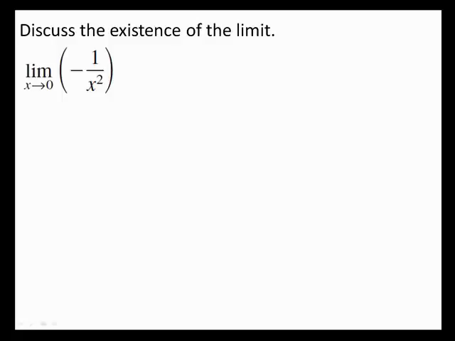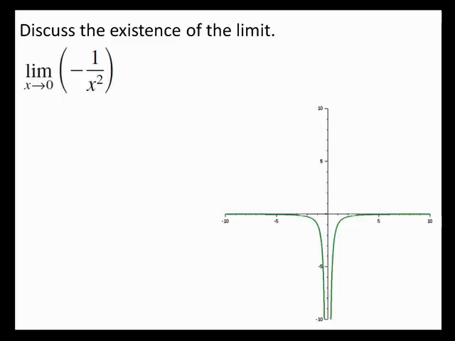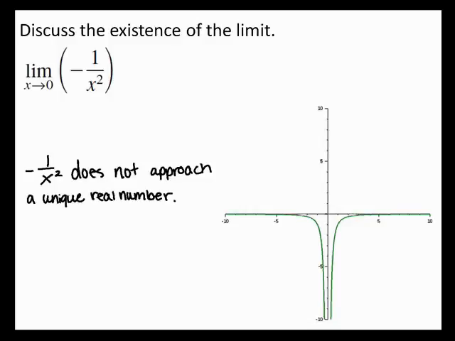Discuss the existence of the limit. The limit of negative 1 divided by x squared as x approaches 0. Let f of x equal negative 1 divided by x squared. Graph f of x. Note that as x approaches 0 from either the left or the right, f of x decreases without bound. This means by choosing x close enough to 0, you can force f of x to be as small as you want. Because f of x is not approaching a unique real number L as x approaches 0, the limit does not exist.